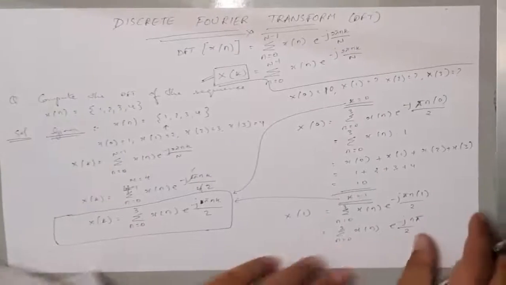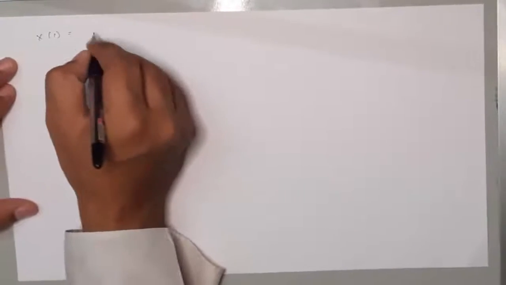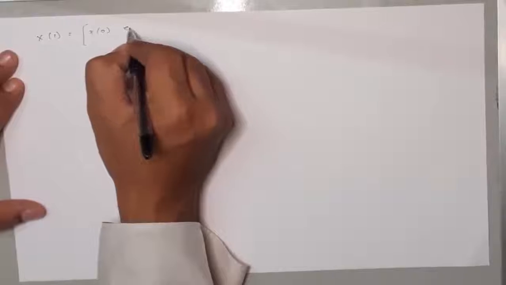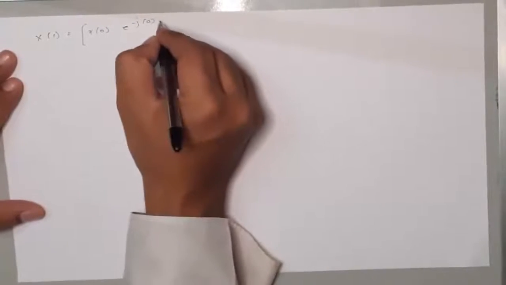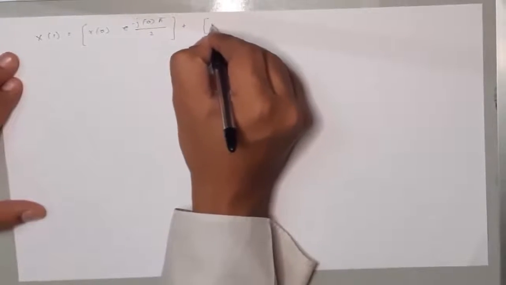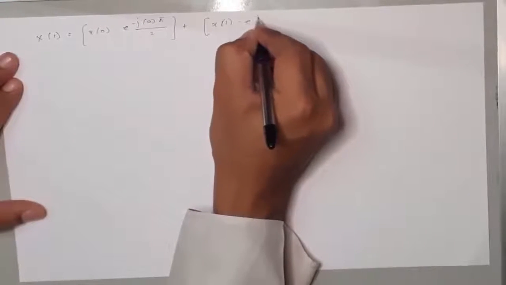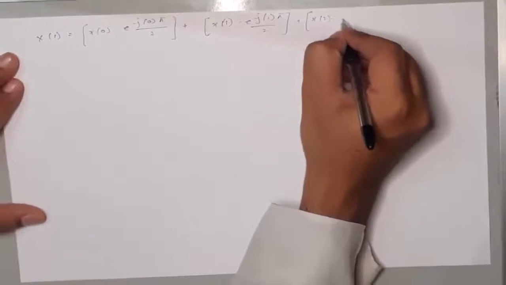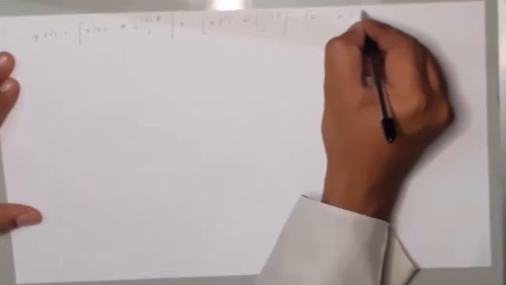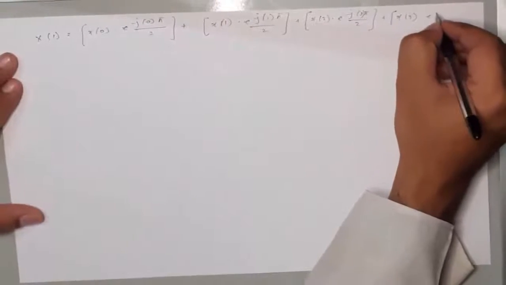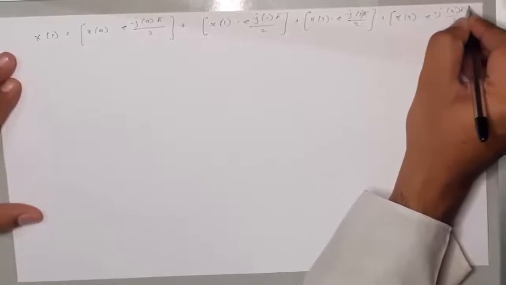So X of 1 is equal to x of 0 into e power minus j into 0 into pi by 2, plus x of 1 into e power minus j 1 pi by 2, plus x of 2 into e power minus j 2 pi by 2, plus x of 3 into e power minus j 3 pi by 2.